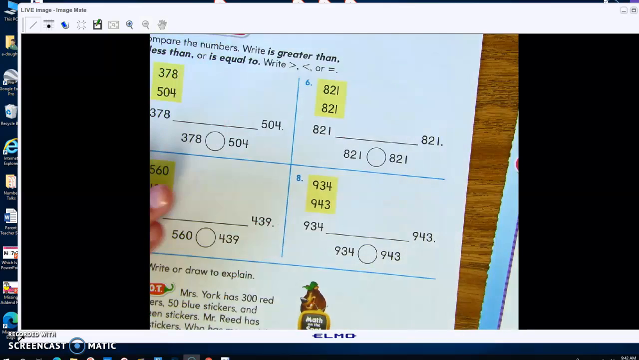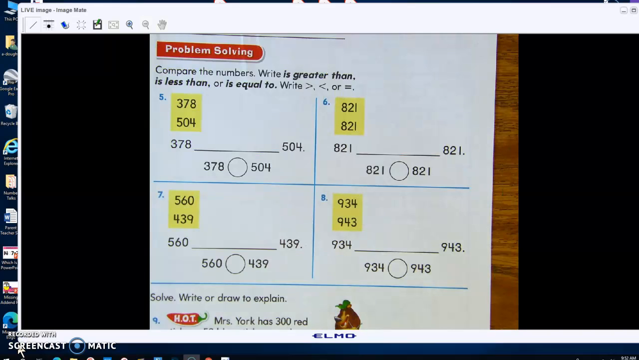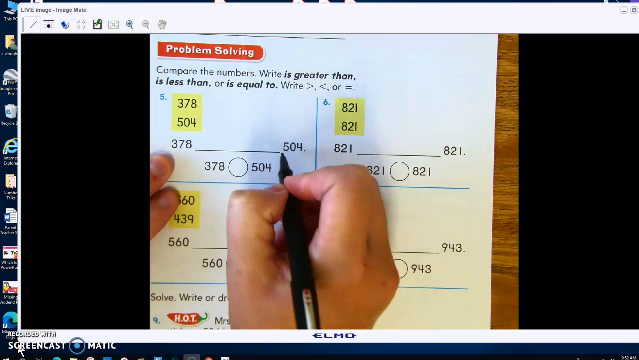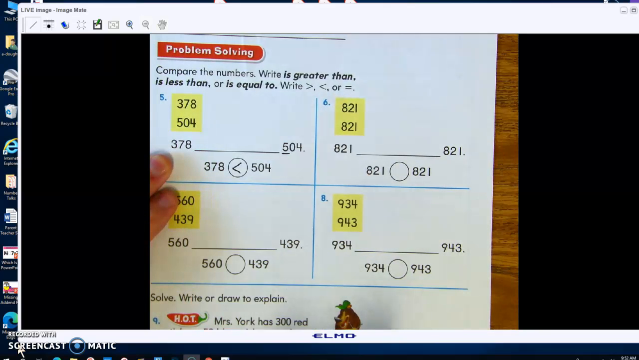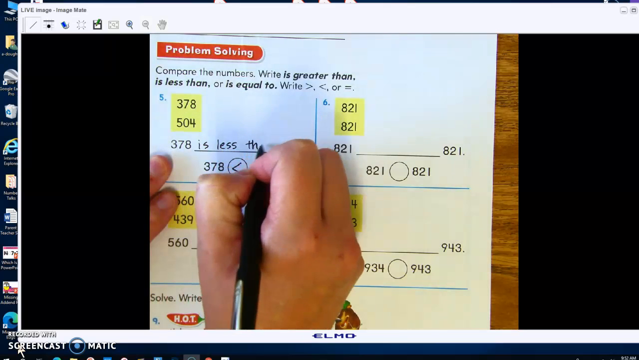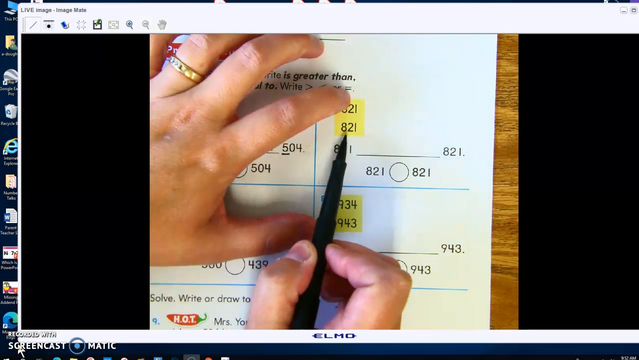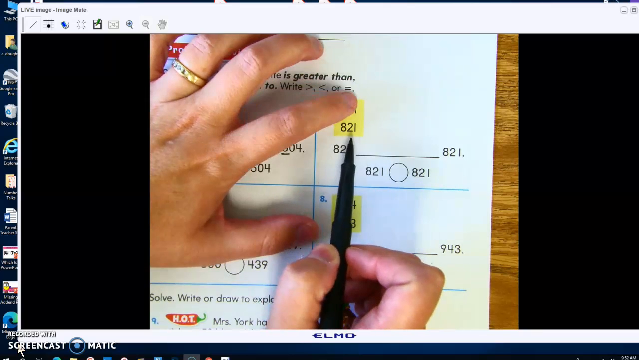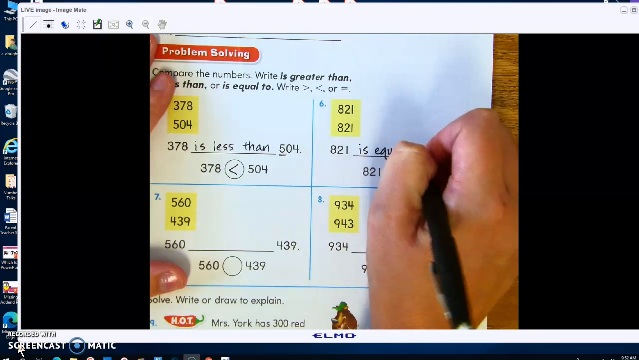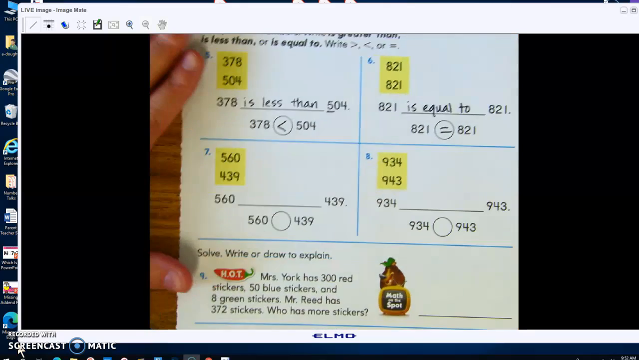Do 5, 6, 7, and 8. Do those 4. Look at yours again, even though I checked all of yours. So this one, we looked at the 3 and the 5. The 5 was bigger, so the alligator eats the 500s. This symbol means is less than. On this one, we looked at the 8 and the 8. The hundreds, same. Tens, 2, 2, same. Ones, 1, 1, same. So this one is equal to. That's the same number. 821 is equal to 821.